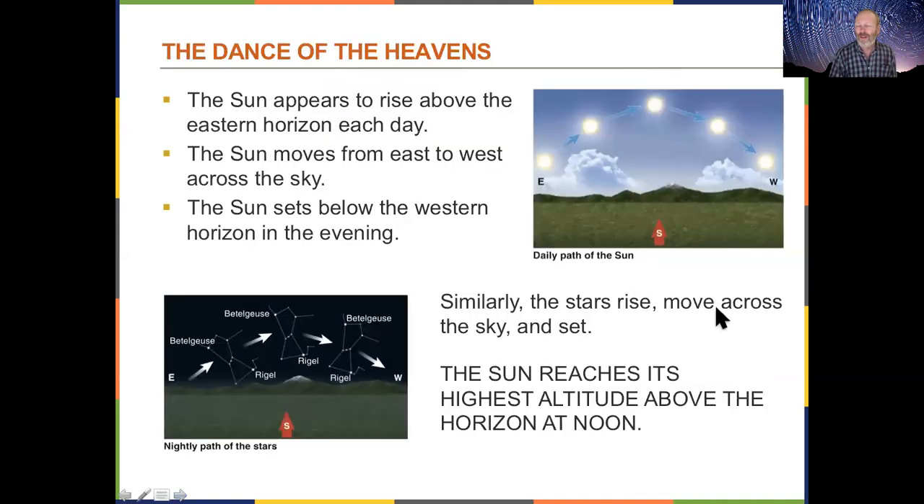So as things go through the sky, they go in a pattern. Everything rises in the east and sets in the west. The sun rises in the east and sets in the west. All of the stars rise in the east and set in the west, except for the ones that are close to the poles, and they are called circumpolar stars, but they still move in the same direction as everything else along the way. And that's because our planet is spinning west to east. So it makes everything look like it's going in the opposite direction.